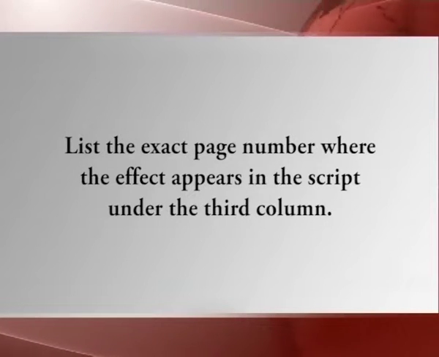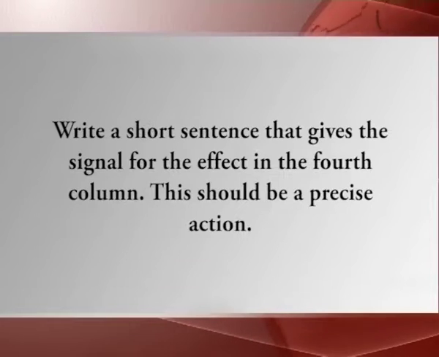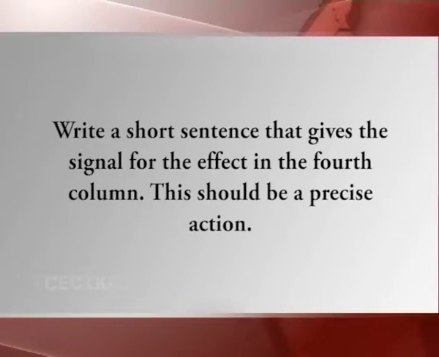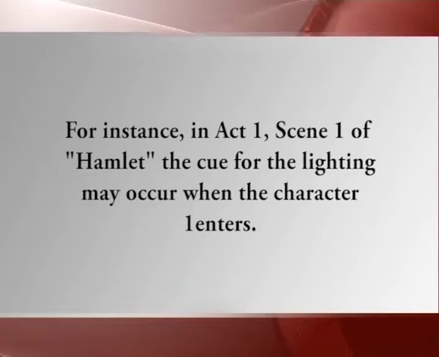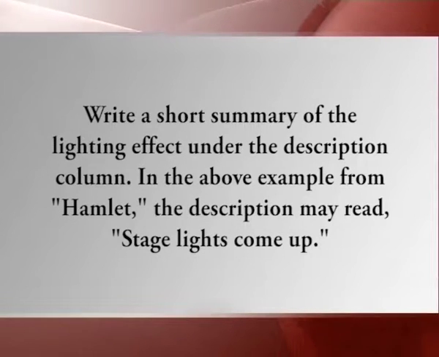List the exact page number where the effect appears in the script under the third column. Fourth, write a short sentence that gives the signal for the effect in the fourth column. This should be a precise action. For instance, in act 1, scene 1 of Hamlet, the cue for the lighting may occur when the character enters.